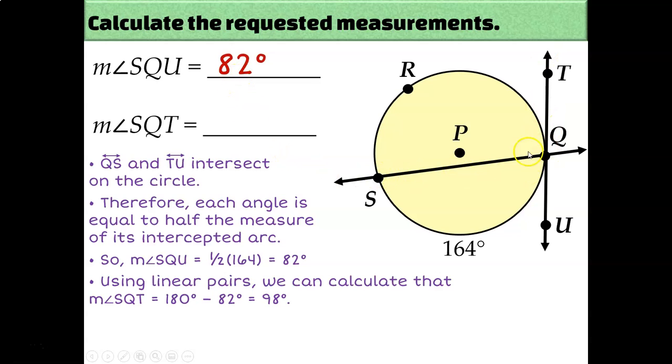Then to find the measure of angle SQT, I can just subtract 82 from 180 because these two angles form a linear pair. So the measure of angle SQT must be 98 degrees.